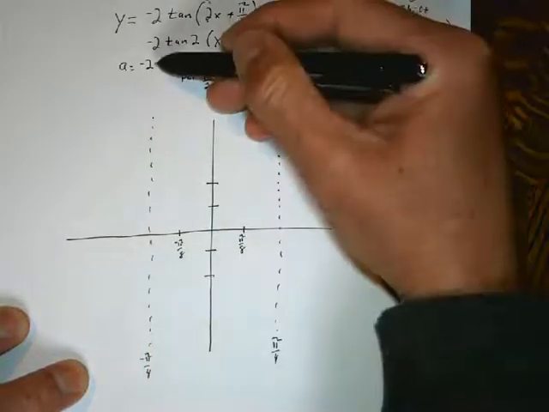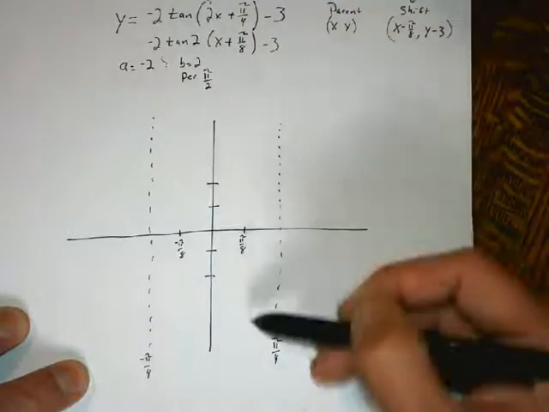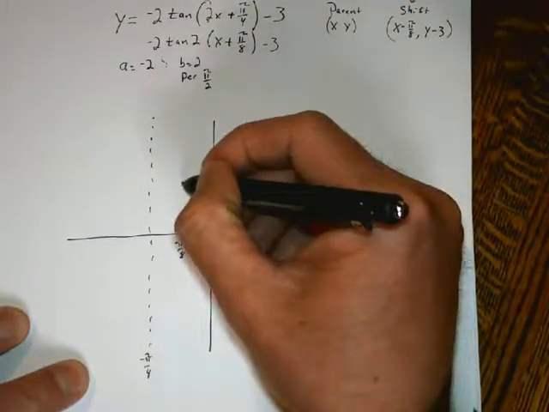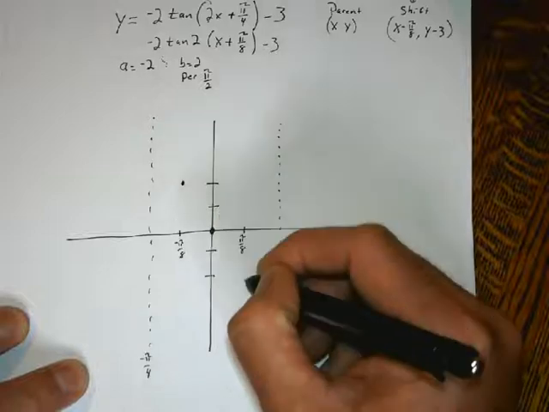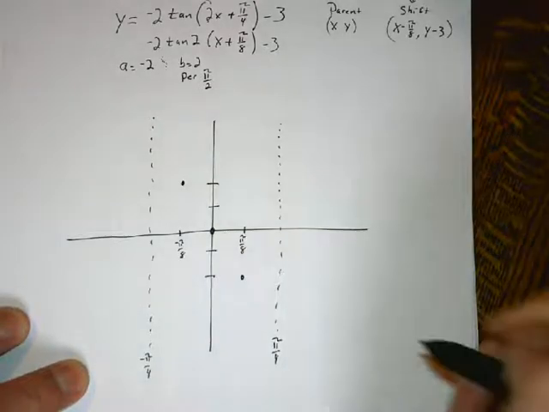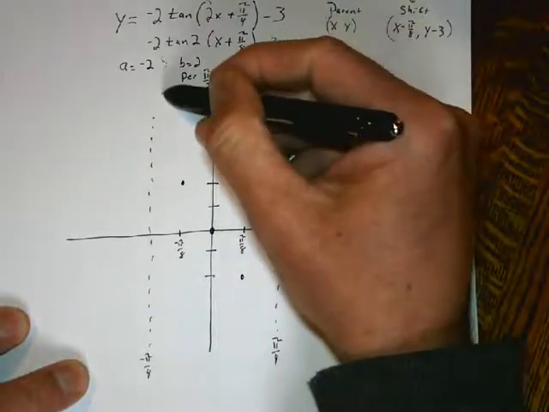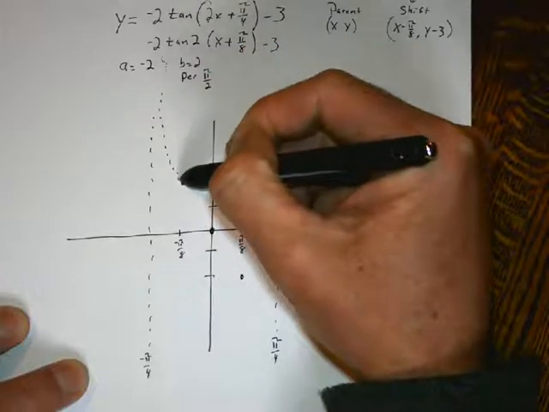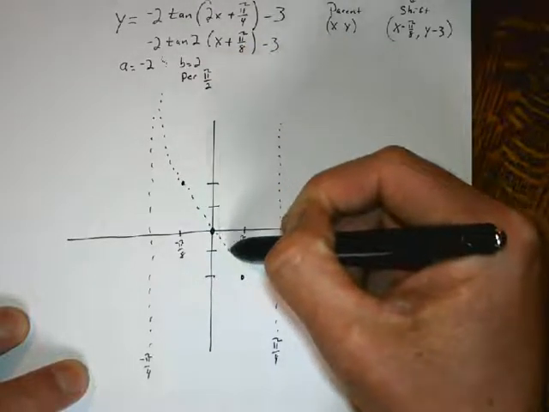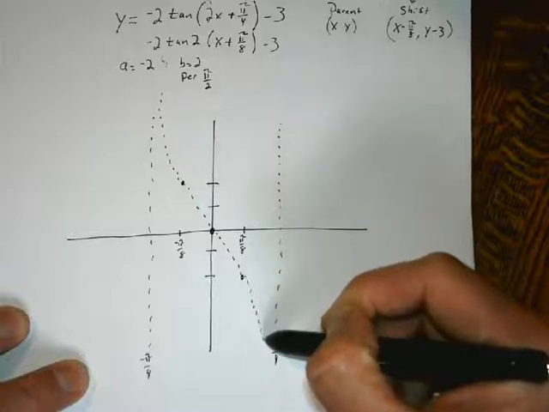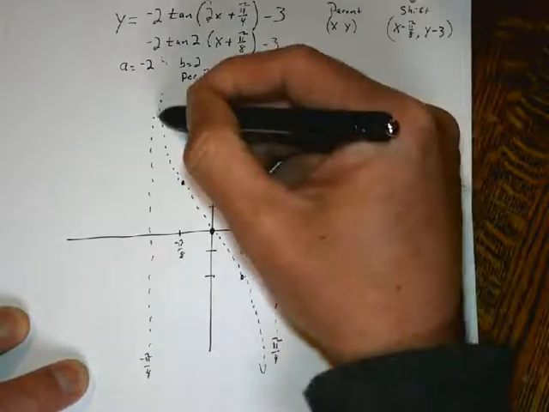Since our a value is negative, that means it's decreasing from left to right, so we have to put in our ordered pairs here. Remember, it always goes through the origin, and here. Now this is going to be a parent graph, so it's going to be another dotted line. Yes, you have a lot of dotted lines with these because of the asymptotes. Okay? So it should look kind of like that.